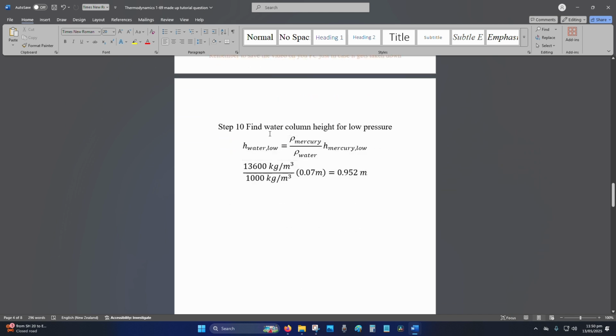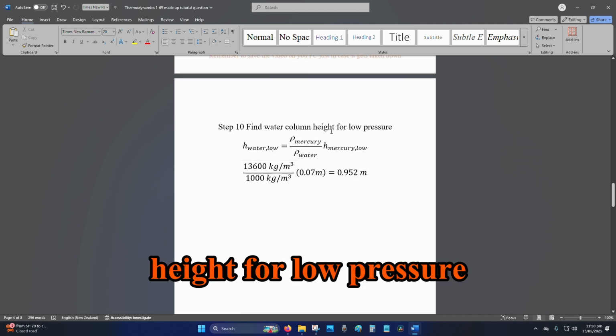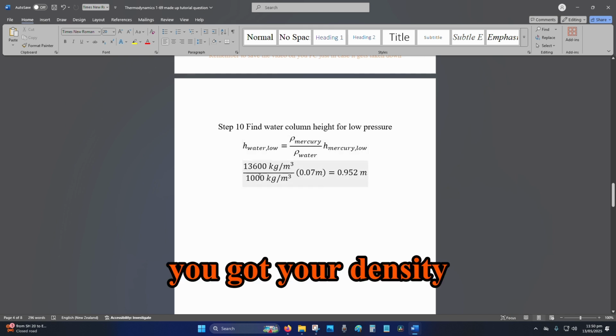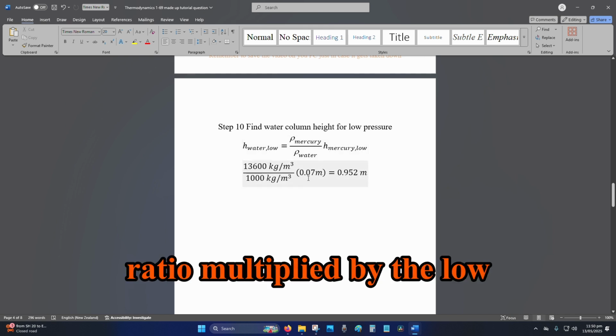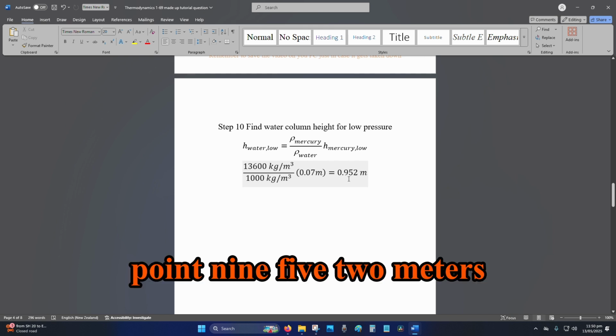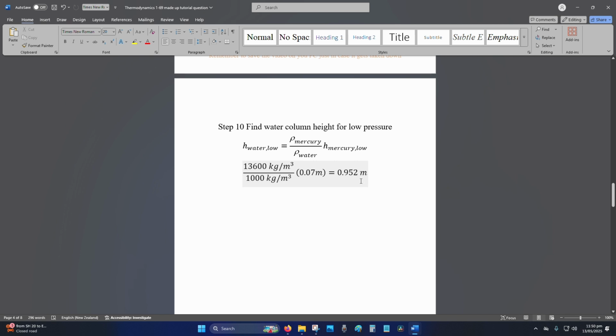Step 10, find the water column height for low pressure. Once again, you got your density ratio multiplied by the low height, and you'll get 0.952 meters.